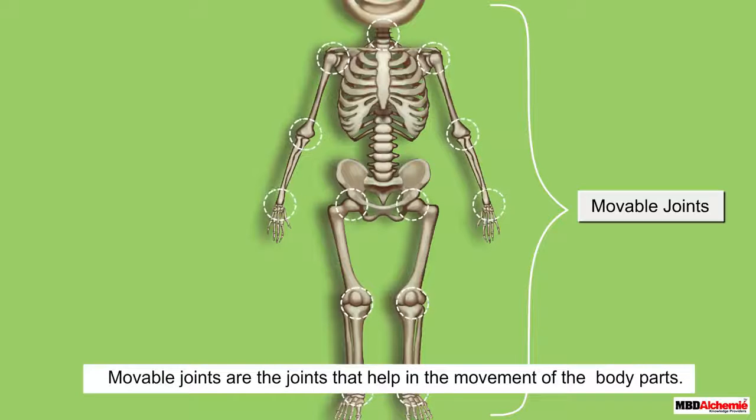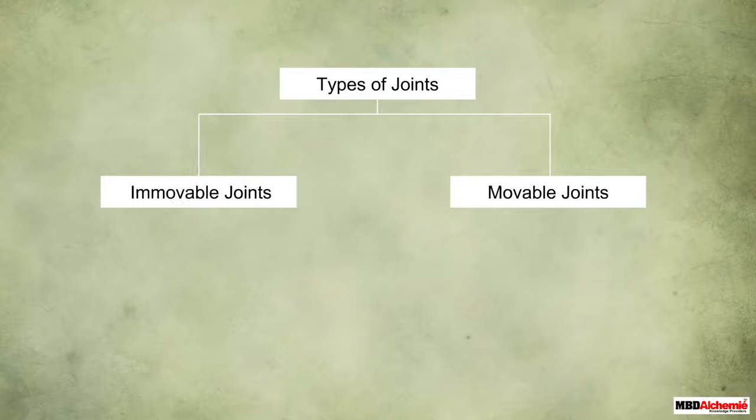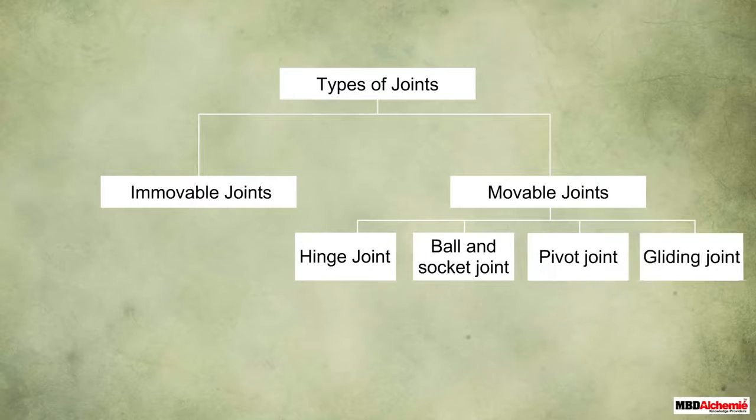Movable joints are the joints that help in the movement of the body parts. Movable joints are further of four different types. They are hinge joint, ball and socket joint, pivot joint, and gliding joint. Let us learn about these joints one by one. Let us first learn about the hinge joint.